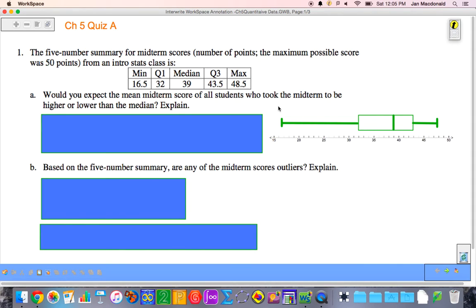Okay, so let's look at our first question. Would you expect the mean midterm score for all students who took the midterm to be higher or lower than the median? Explain. Well, we see in this box and whisker we have skewed left. That means that we have some smaller values than we would expect. Looking at the central tendencies, they seem to be in the 30s, 40s, and then this is 16.5. So I would expect the mean to be lower than the median.